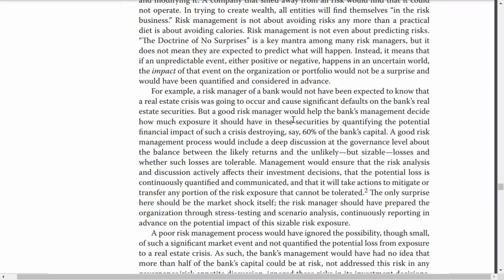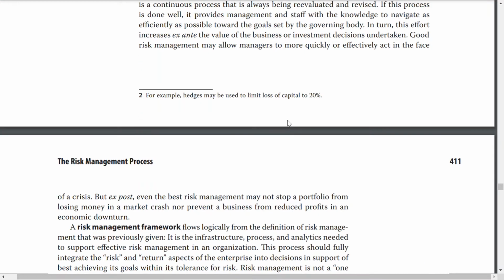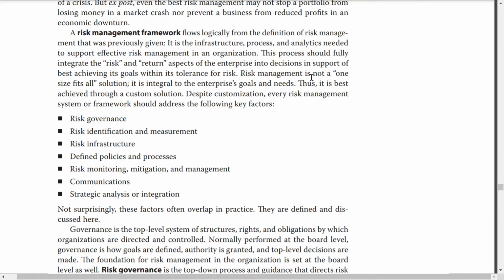Okay, so here's examples of risk. A risk management framework flows logically from the previously given definition of risk management. It is the infrastructure, process, and analytics needed to support effective risk management in an organization. This process should fully integrate the risk and return aspects of the enterprise into decisions in support of best achieving its goals with its tolerance for risk.